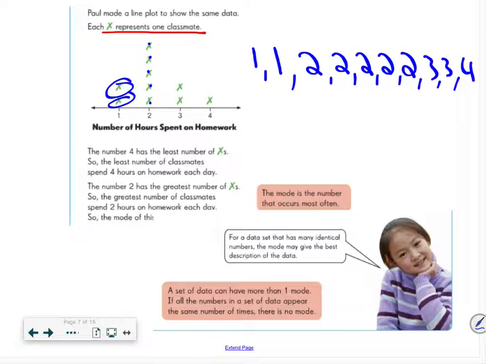Remember, mode is the number that occurs most often. I have 2 ones, and if I just look over here, whatever has the highest amount of x's, I have a lot of 2's, so 2 is the number that occurs most often.